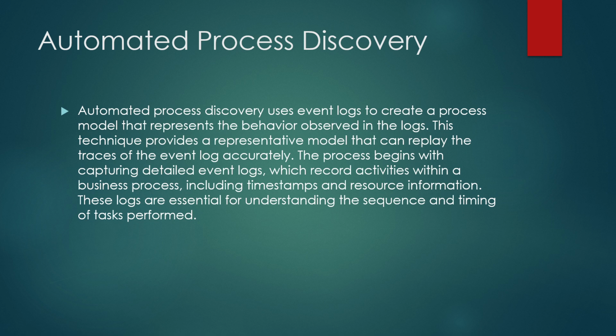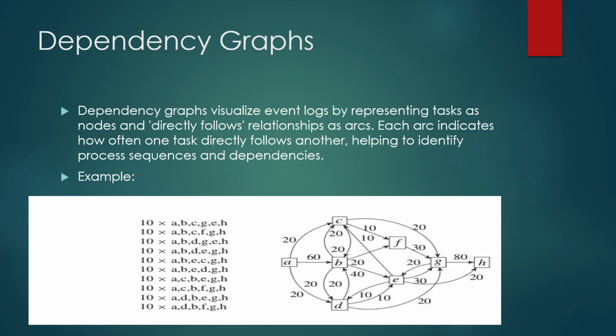Now we have the dependency graphs. Dependency graphs visualize event logs by representing tasks as nodes and directly follows relationships as arcs. We can see an example in a graph. A graph showing the sequence of tasks in a fulfillment process, helping identify dependencies and bottlenecks.